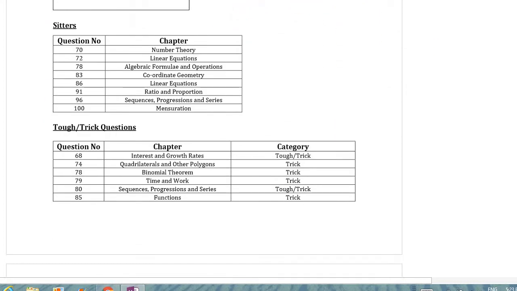So as you can see, these are the question numbers that we have classified as sitters. Please remember that it is not necessary that what we call a sitter is always a sitter for you. Somebody might not be comfortable with, say, coordinate geometry and hence may find it easy or even moderate. What I have called a tough question here might be easy for somebody because he is comfortable with interest and growth rates. So we would recommend that you go through these tables once after taking the test and after seeing the solutions or solving the questions, and then try to judge why we have called it a sitter or why it is a tough question.